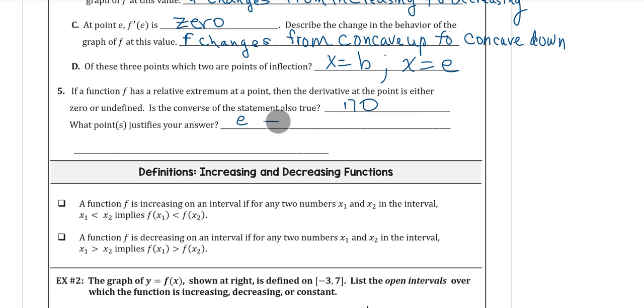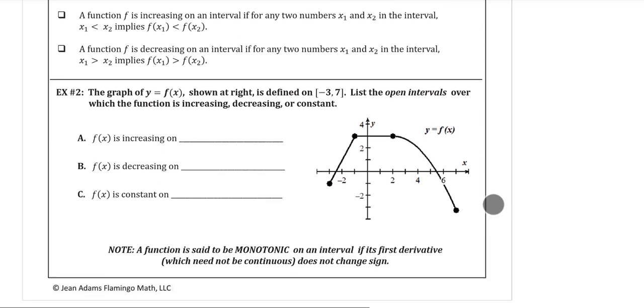E, because f prime of E is equal to 0, but not a relative extrema. It is a change in concavity, but not in terms of a maximum or minimum. So you have to be careful with that. The converse of that statement is not true. We can use the zeros and undefined values of the derivative to find our extrema, but that doesn't automatically mean if we have zeros and undefined values that they are extrema.